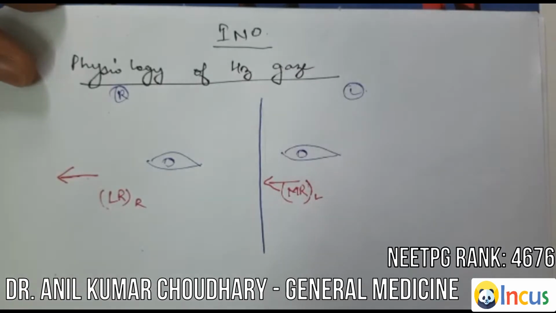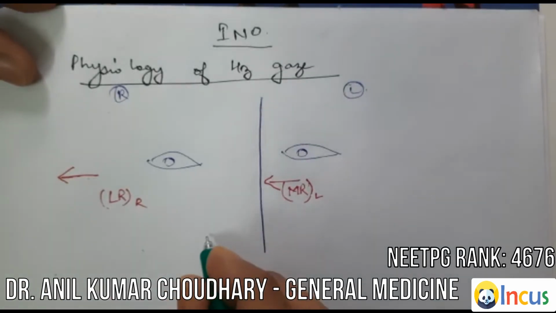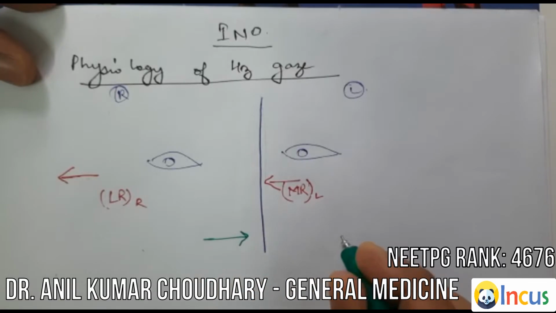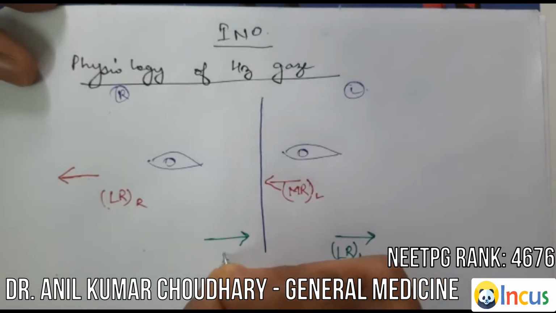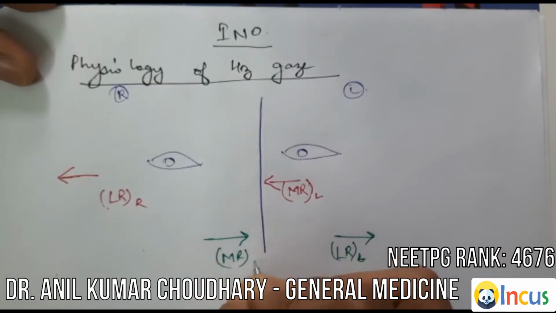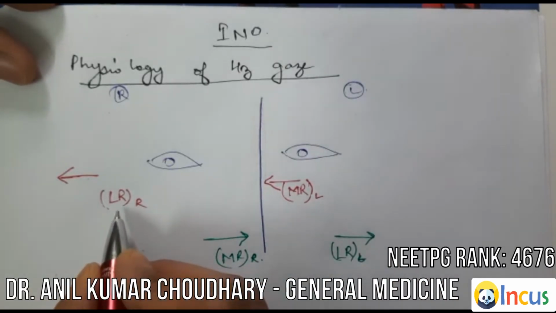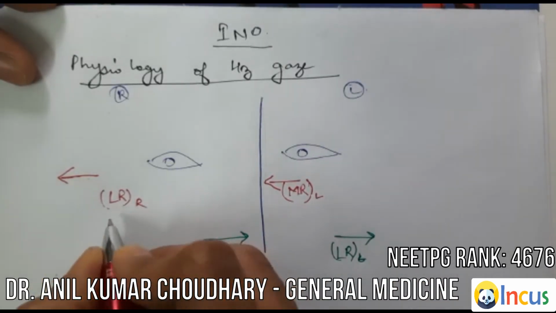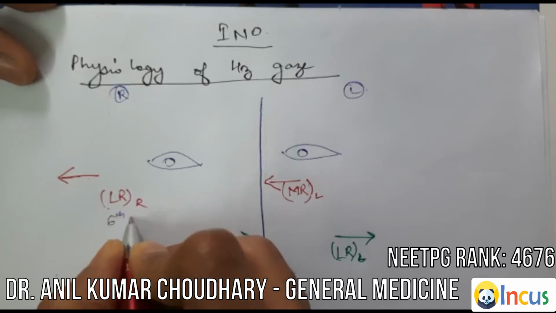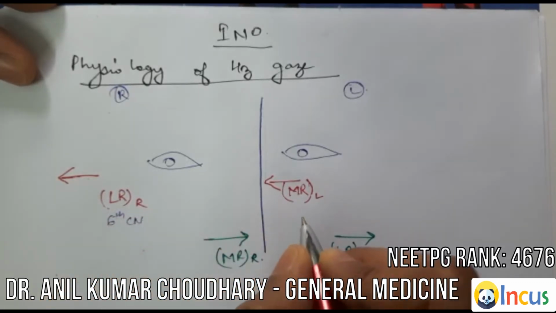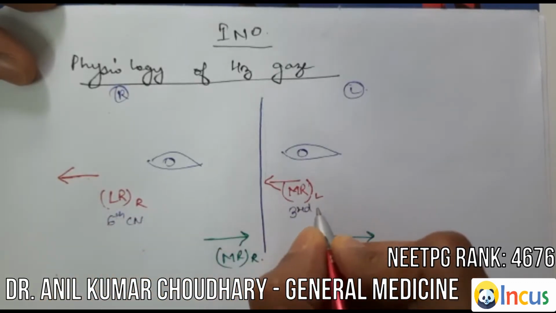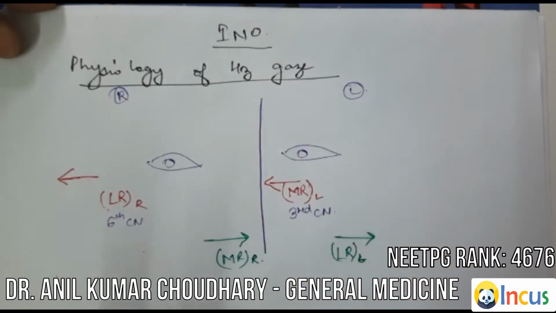Similarly, if the patient is asked to look towards his left side, left-sided lateral rectus must contract simultaneously with the medial rectus from the right side. Now, the contraction of the lateral rectus will be under the control of the 6th cranial nerve, and the medial rectus is under the control of the 3rd cranial nerve. We all know this from our basic knowledge.